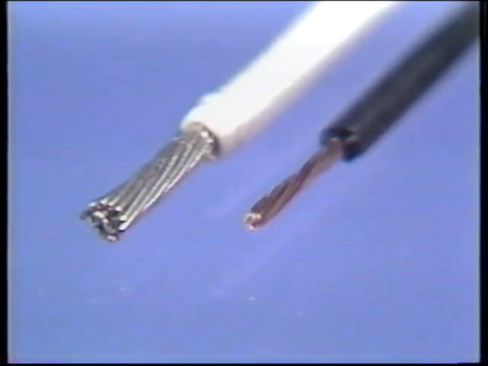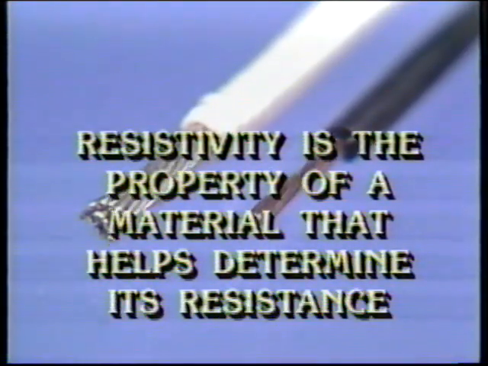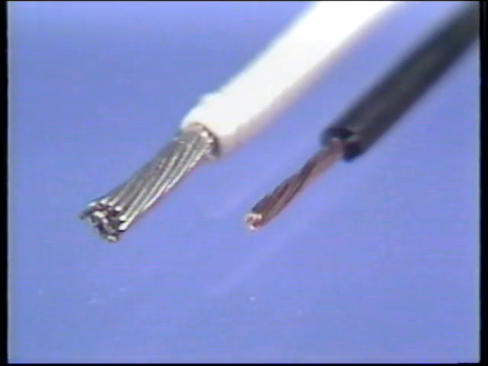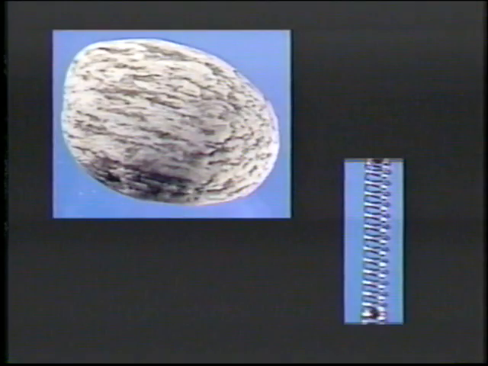A minimum amount of resistance is an important factor in selecting a conductor. The physical properties and the size of a conductor have a direct bearing on its resistance. Resistivity is a physical property of a conductor that helps determine its resistance. Resistivity may be thought of as being similar to the hardness of a rock or the stiffness of a spring.